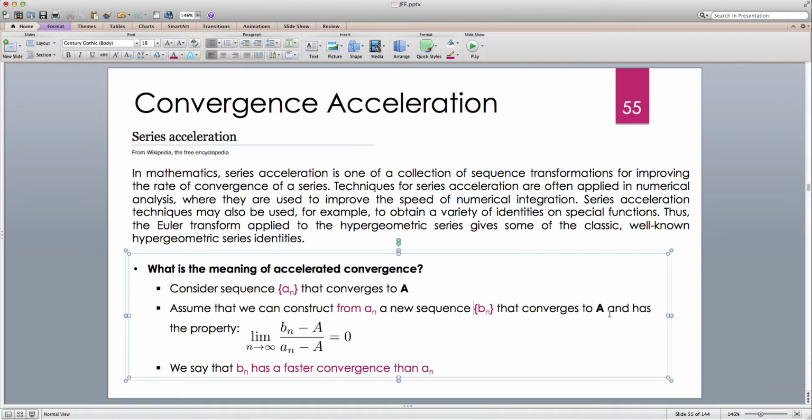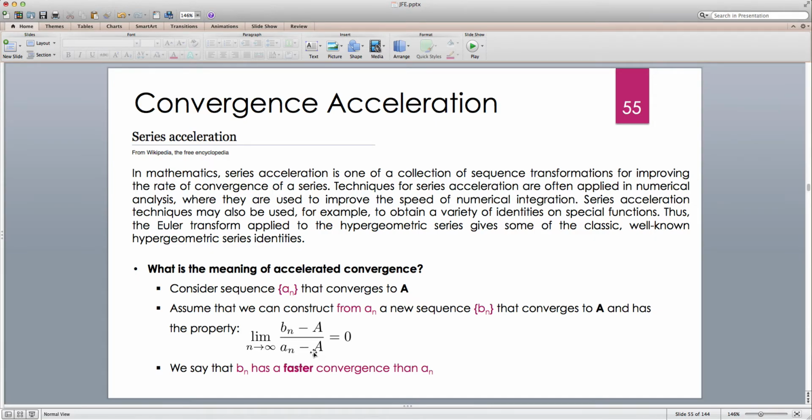converges to A, but has the property that the limit of bn minus A divided by an minus A, as n goes to infinity, is 0. Okay, if this condition is met, then we say that bn has a faster convergence rate than an. If this is any number but 0, then we say that bn and an have the same convergence rate. If the limit is defined such that bn minus A divided by an minus A to some power, let's say power of 2, is 0, we say that the convergence of bn is quadratic when compared to an.